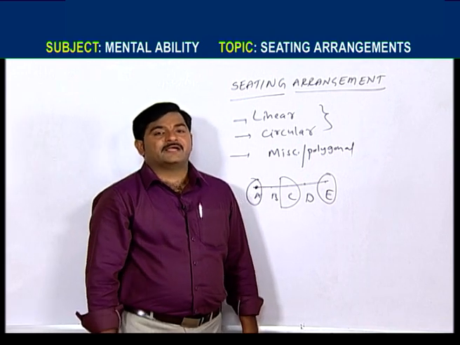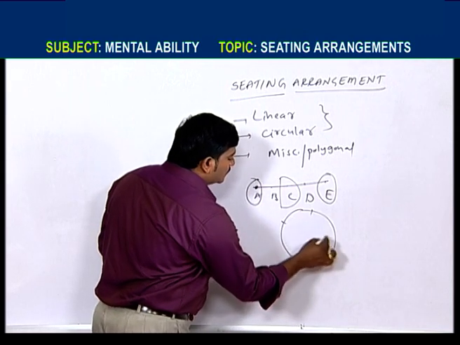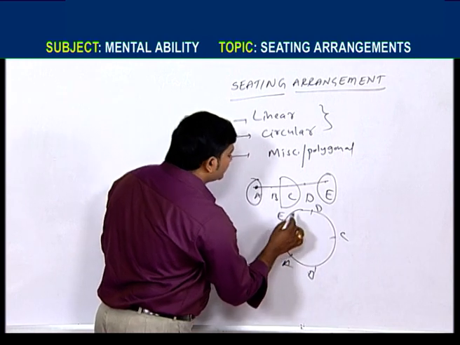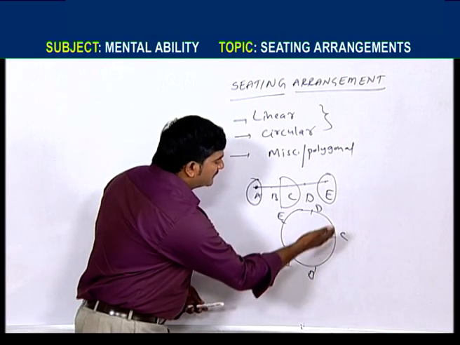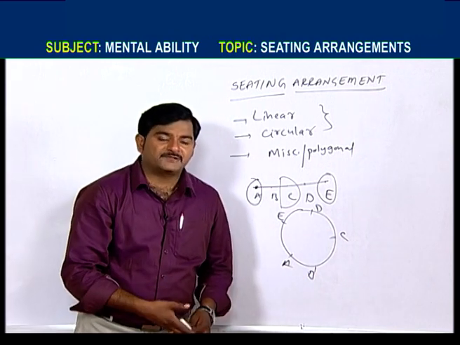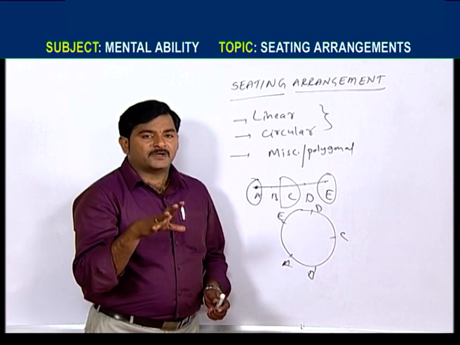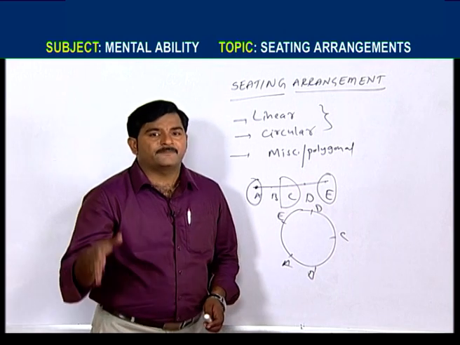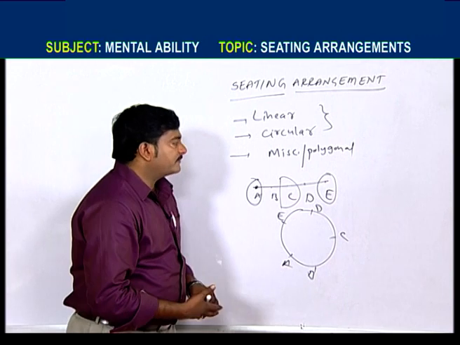But in the case of circular arrangement, if you arrange all these 5, A, B, C, D, E, there is no starting point and no ending point. So any one object you can consider as the starting point. What does it mean? You have to fix any one object first. With respect to that object, we have to arrange all the remaining objects. Okay, that is the main case.